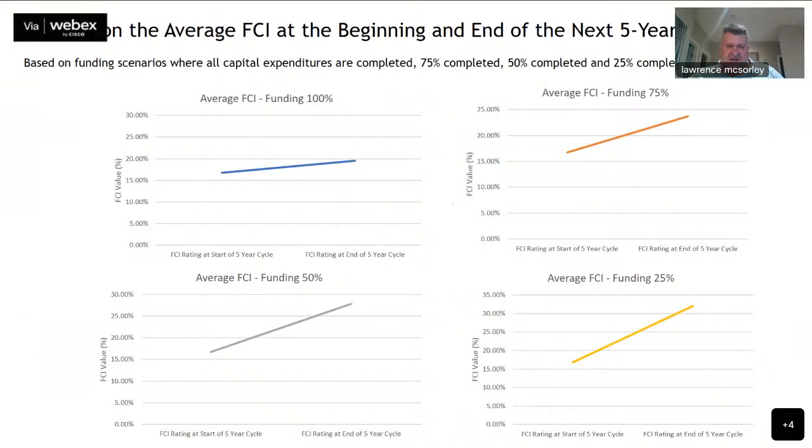So again, this shows you the 100% funding compared to the 75, the 50, and the 25. It's a relatively flat curve for the 100%. Things still go up, but less drastically, and then it starts to really go up quite a bit once you get into the 25. Next slide.